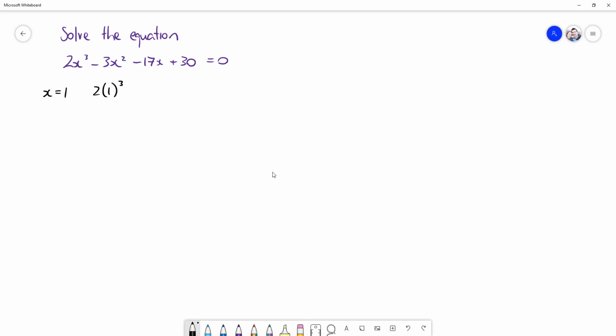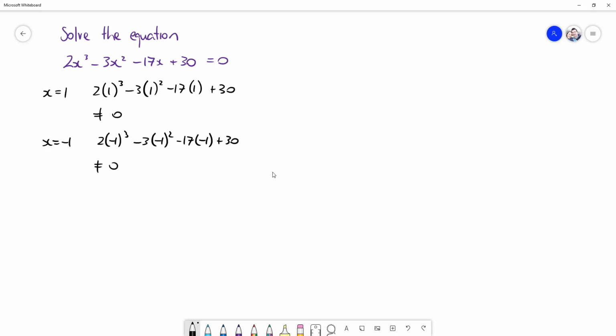We get 2 by 1 cubed minus 3 by 1 squared minus 17 by 1 plus 30, and when you work all this out you do not get 0. Then we're going to try x equals minus 1, so we have 2 by minus 1 cubed, minus 3 by minus 1 squared, minus 17 by minus 1, plus 30. And again, when you put this all into the calculator, you don't get 0.